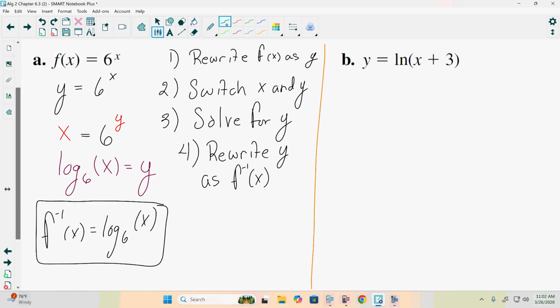Now the first thing we want to do is switch x and y. So y is going to become x, x is going to become y. Everything else stays the same. We just flip the x and y. We're not changing anything about the function. We're just saying the input is becoming the output, and the output is becoming the input.